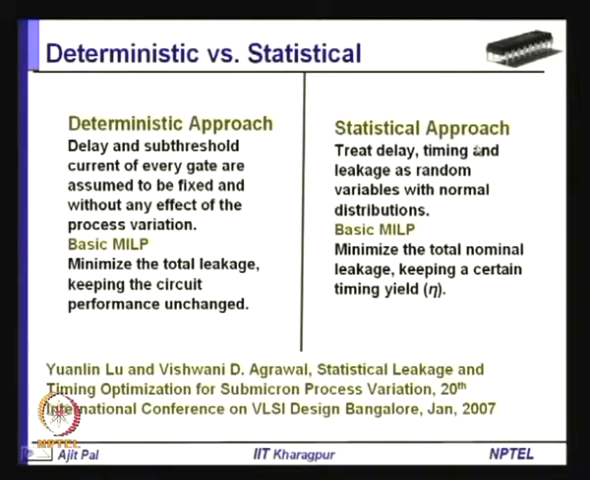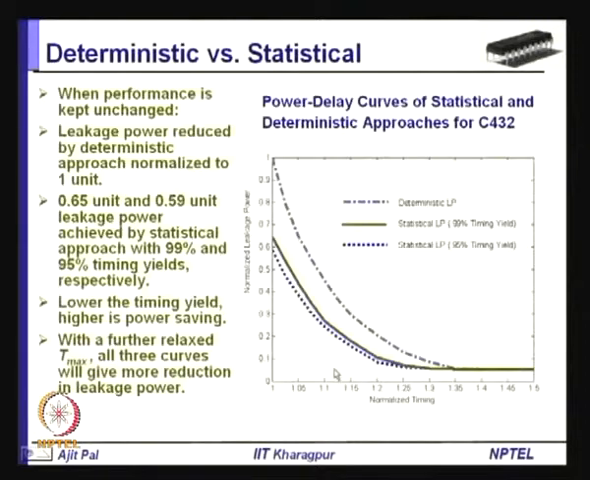On the other hand, for the statistical approach, you have to treat delay, timing and leakage as random variables with normal distributions, and the basic MILP for this particular approach is minimize the total nominal leakage, keeping a certain timing yield. So, this will be the minimization criteria in integer linear programming, minimize the total nominal leakage, keeping a certain timing yield. Okay. So, based on this approach, in this paper they have reported some result, where you can see the impact of this statistical approach compared to deterministic approach.